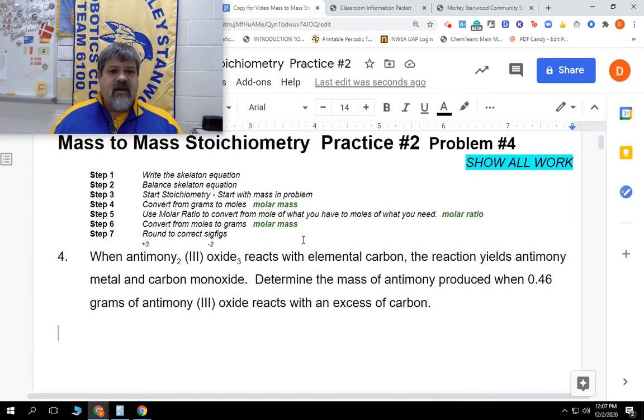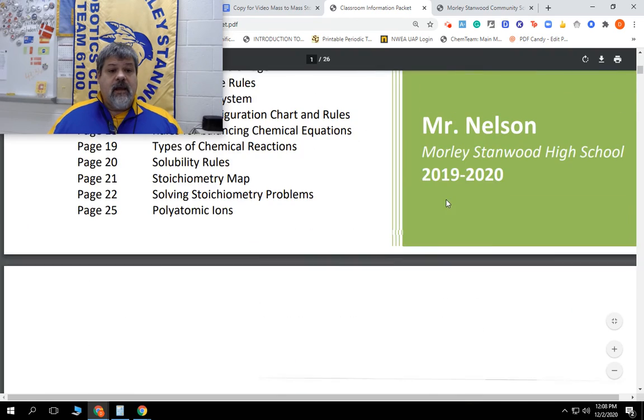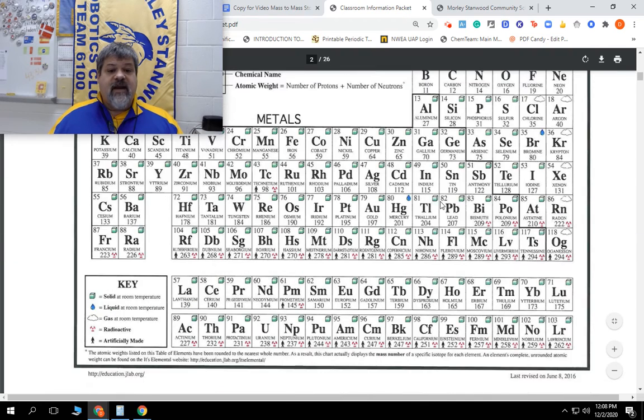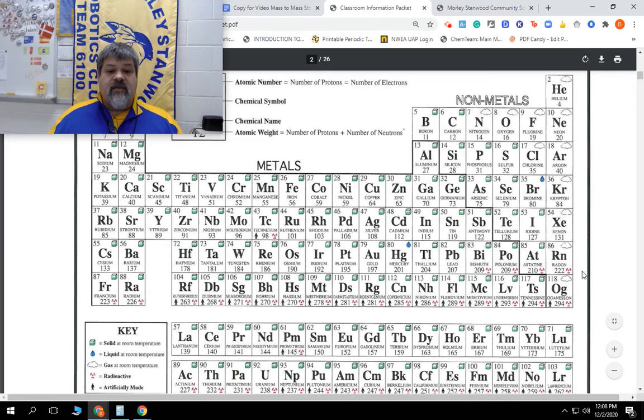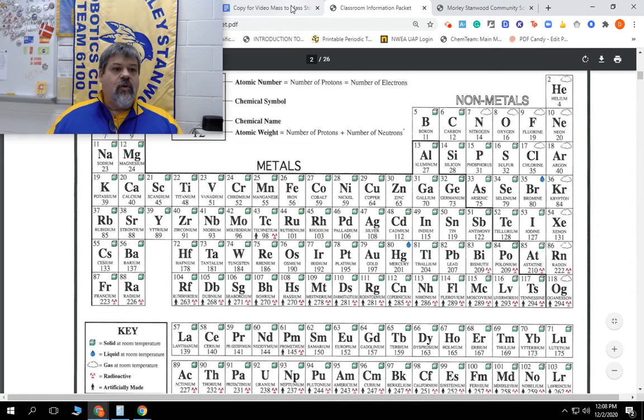But what's the symbol for antimony? Do you know what it is? Let's go take a look. Let's go back to our packet, scroll up to the top, and all we have to do is find antimony. Antimony is going to be over on this side. Does everybody see it yet? Have we found antimony yet? Oh, right there it is, right there in the middle. Okay, antimony is Sb.